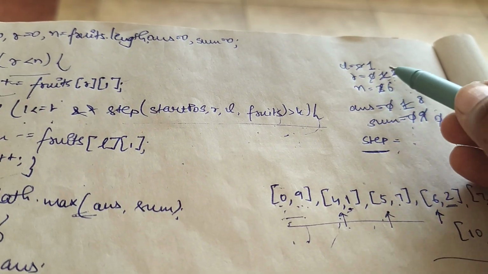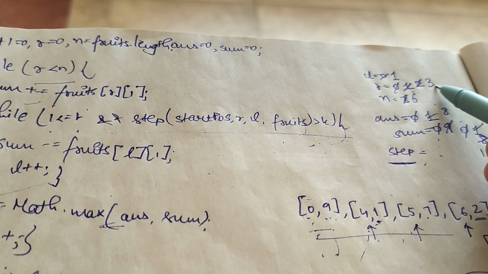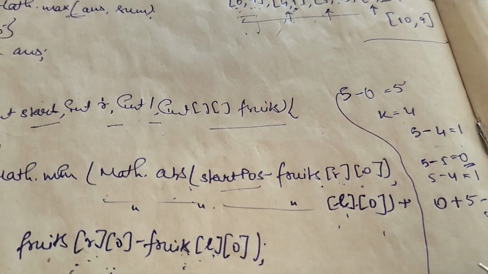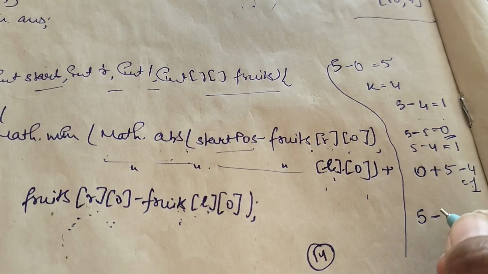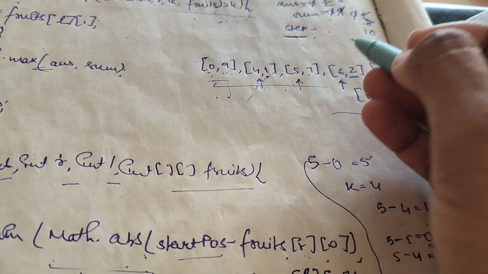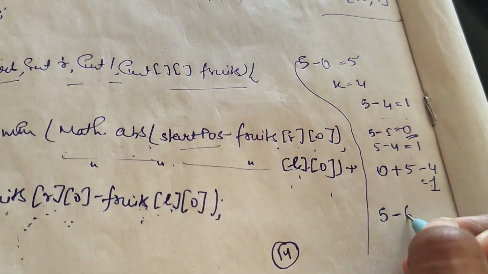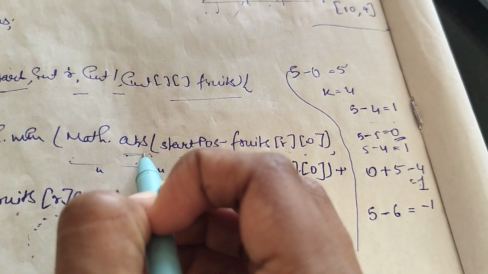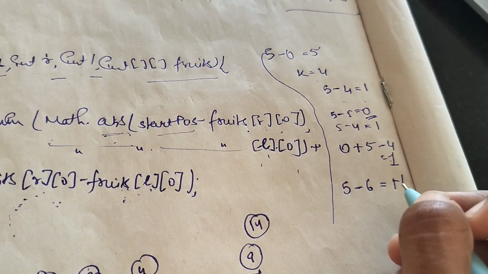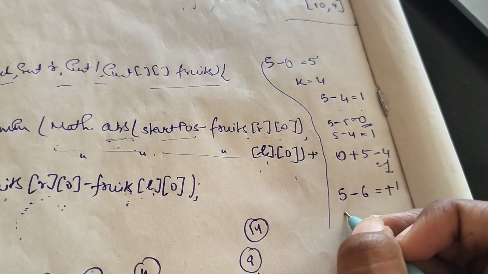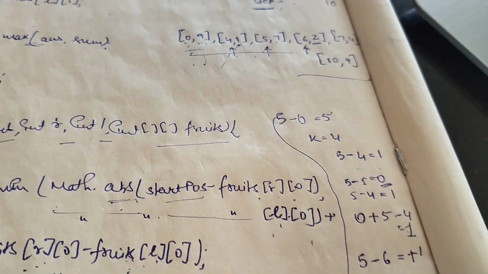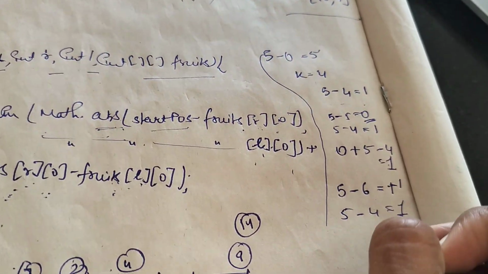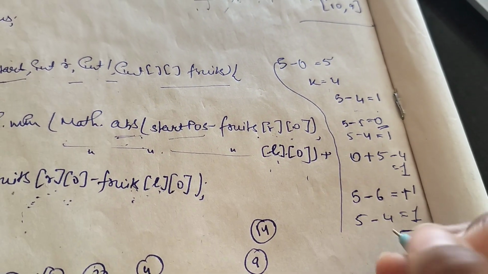Now again L is smaller than R, and again I will go into this condition. My start position is 5 minus fruits R of 0, that is 6. 5 minus 6 equal to minus 1. But here we have to find absolute value because distance can't be negative, so we will turn it plus 1. Okay. Now similarly, if I take for the left, the value is still 1. 5 minus 4 equal to 1. So both the minimum will be same only, right? So I will do 1.